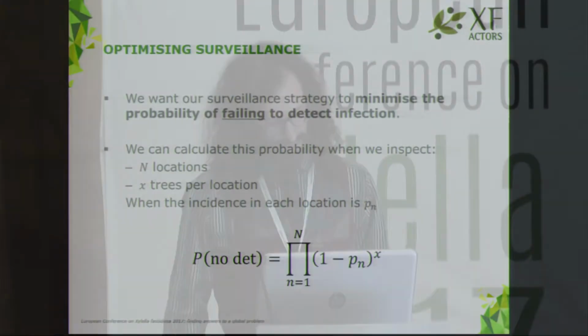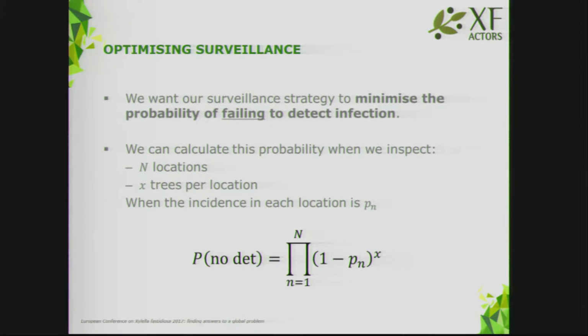In our case, we want our surveillance strategy to minimize the probability that we fail to detect infection in that uninfected zone. And this is useful because we can use the output of our model to easily calculate this probability for any combination of n selected grid cells, if we're selecting within our uninfected zone, given we know how many trees we're sampling from each. And that's shown here in this equation.